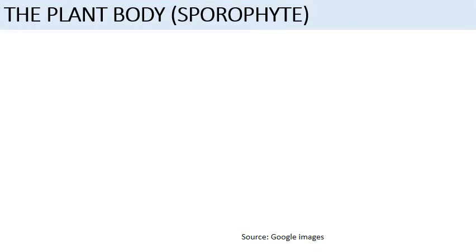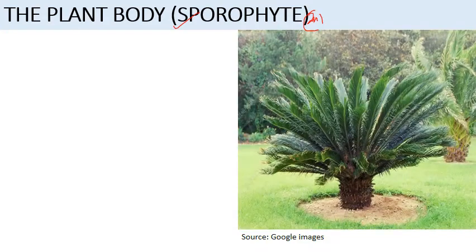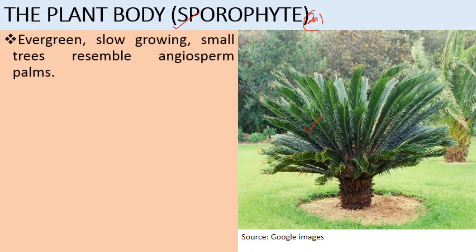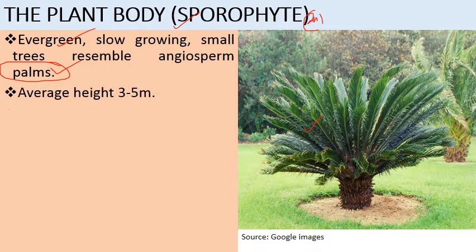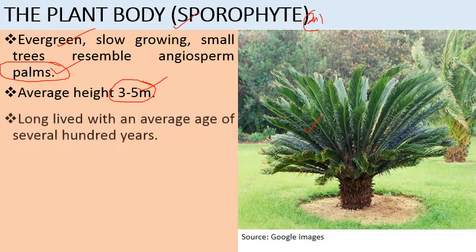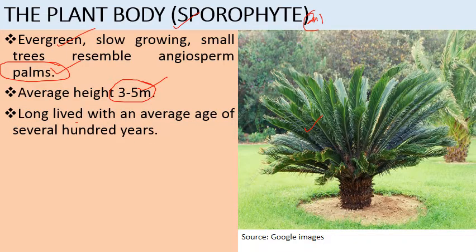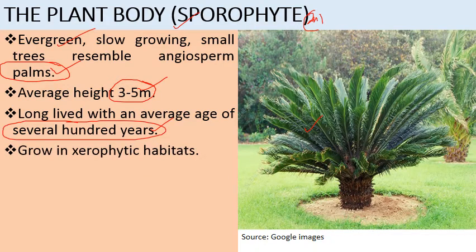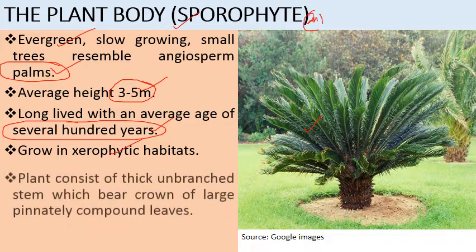Its plant body is a sporophyte, that is its main plant body is diploid, and this is the sporophytic plant body of Cycas. Mostly it is a slow growing evergreen small tree and resembles angiosperm palms. The external appearance is just similar to that of a coconut tree, and its average height is 3 to 5 meters. Their height is not very great, and they are long lived with an average age of several hundred years. They also grow in xerophytic, dry habitats.